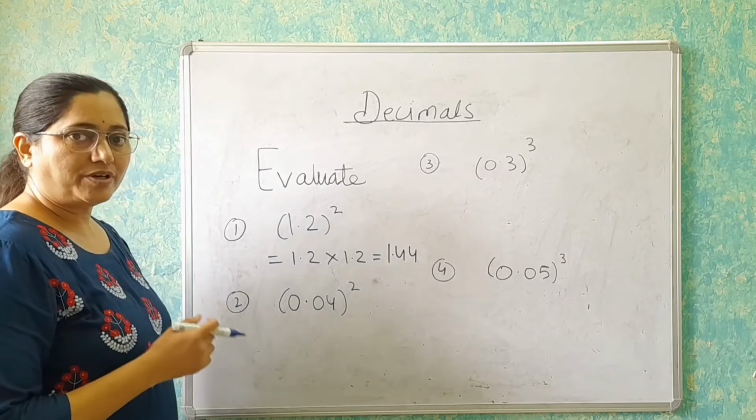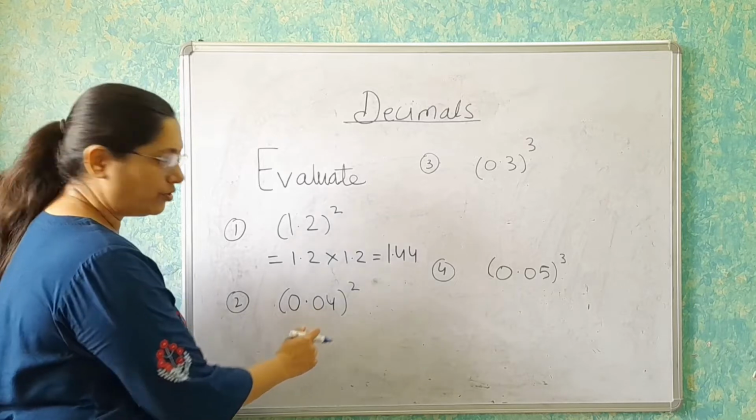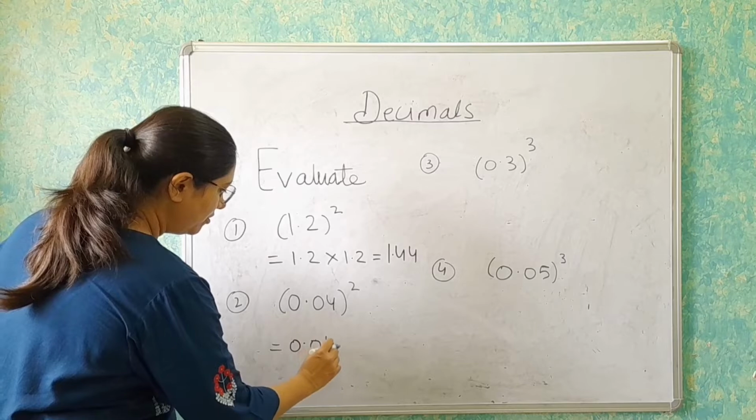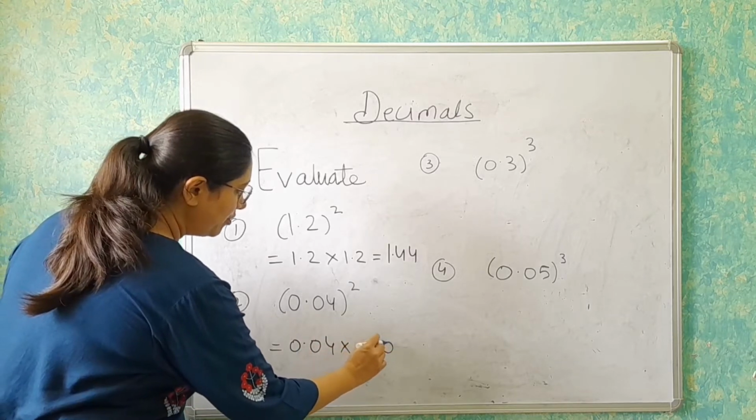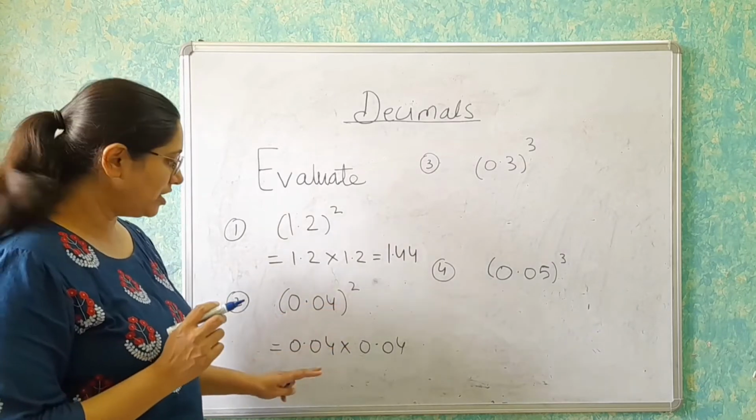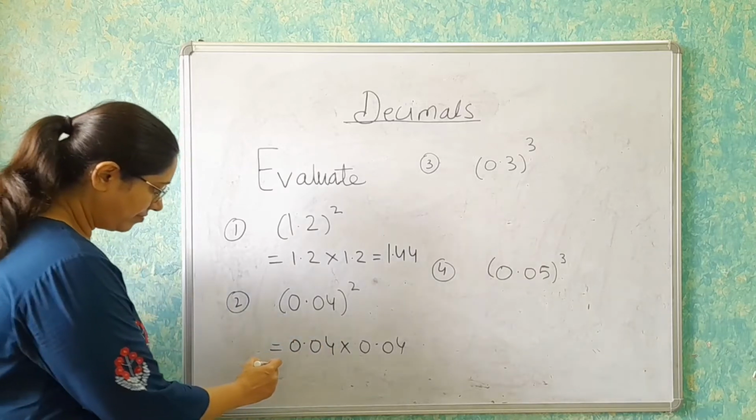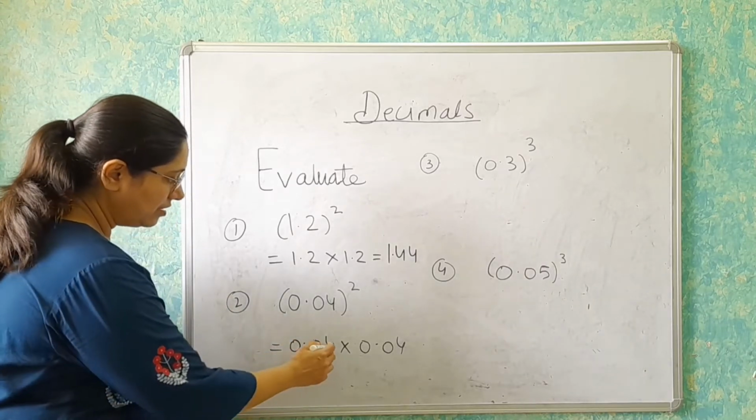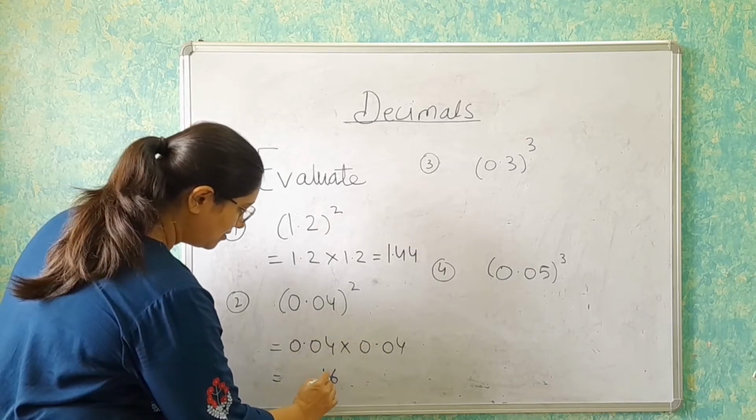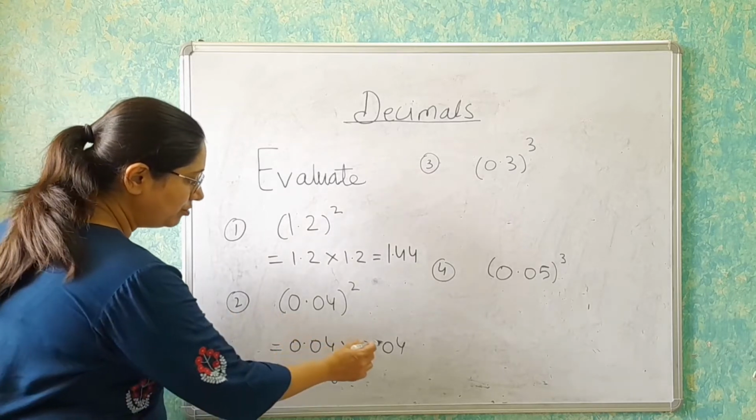In our next example, we have to find the value of the square of 0.04. So first I will write it as 0.04 multiplied by again 0.04. What is the meaning of this square? Square means we are multiplying the same number 2 times. Now I will multiply 4 with 4. 4 4s are 16. Now I will count the number of digits in the decimal part: 1, 2, 3 and 4.